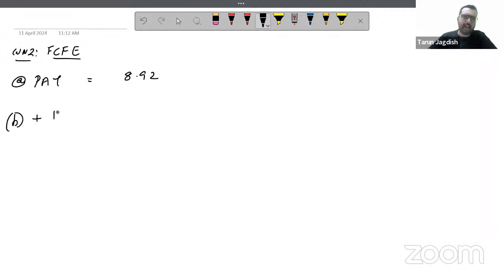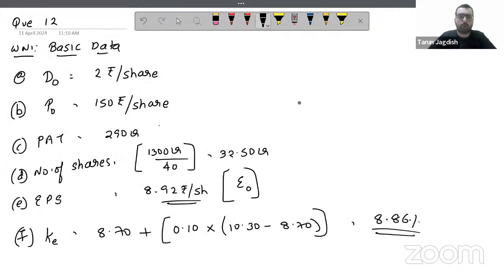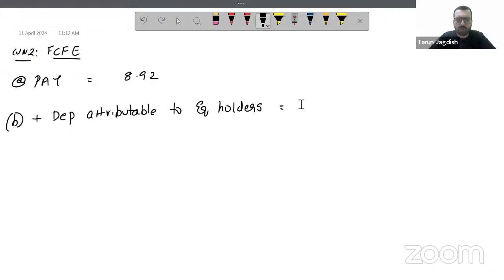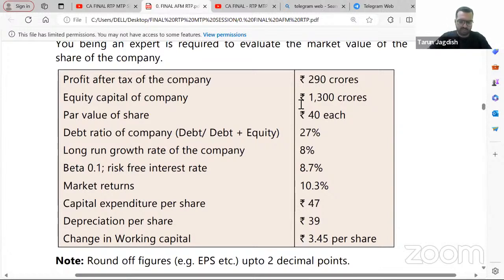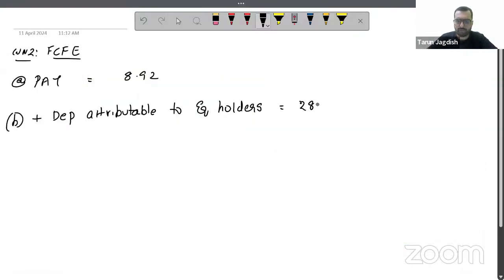Now they're asking to add depreciation that is attributable to whom? Only equity holders. Here what they have given you is the total depreciation. So how much is the total depreciation they have given over here? 39. 39 into 27 is the debt ratio. So your equity ratio will be 73%. It will be 39 into 0.73. That is 28.47.